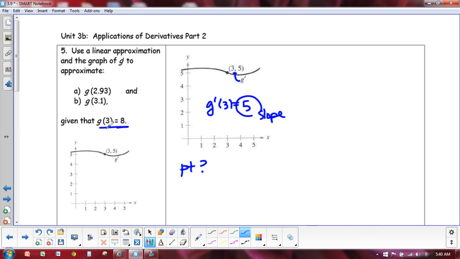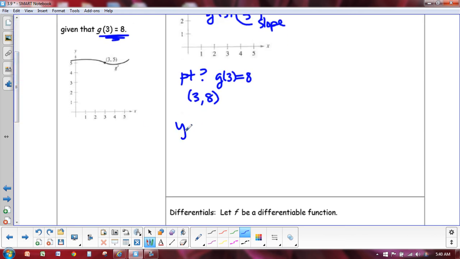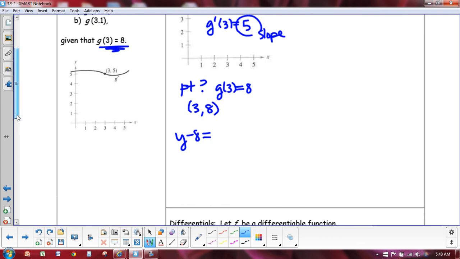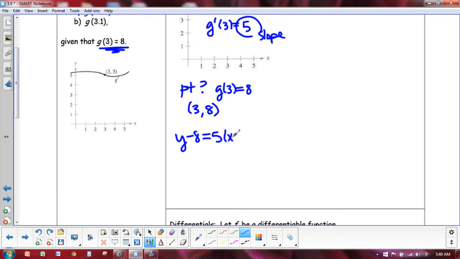Since I want to approximate function values, they didn't tell me what to call it, but I'm going to solve for y. 5 times the quantity x minus 3 plus 8. And I'm just going to say that in this case, not f of x, but g of x is approximately equal to 5 times the quantity x minus 3 plus 8. Okay, so I have my tangent line. Now I just need to use that to approximate g of 2.93. So that would be approximately equal to 5 times the quantity 2.93 minus 3, and then plus 8.